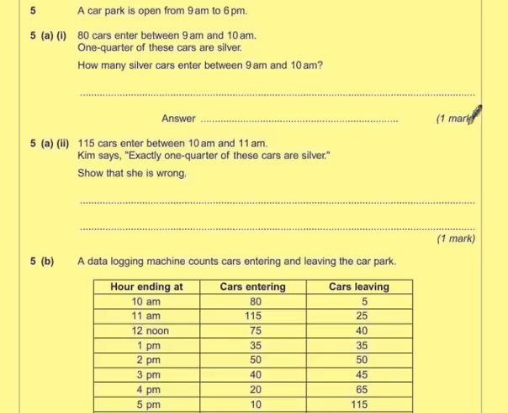A car park is open from 9 AM to 6 PM. Question 5, Part A, number 1. 80 cars enter between 9 AM and 10 AM. 1/4 of these cars are silver. How many silver cars enter between 9 AM and 10 AM?